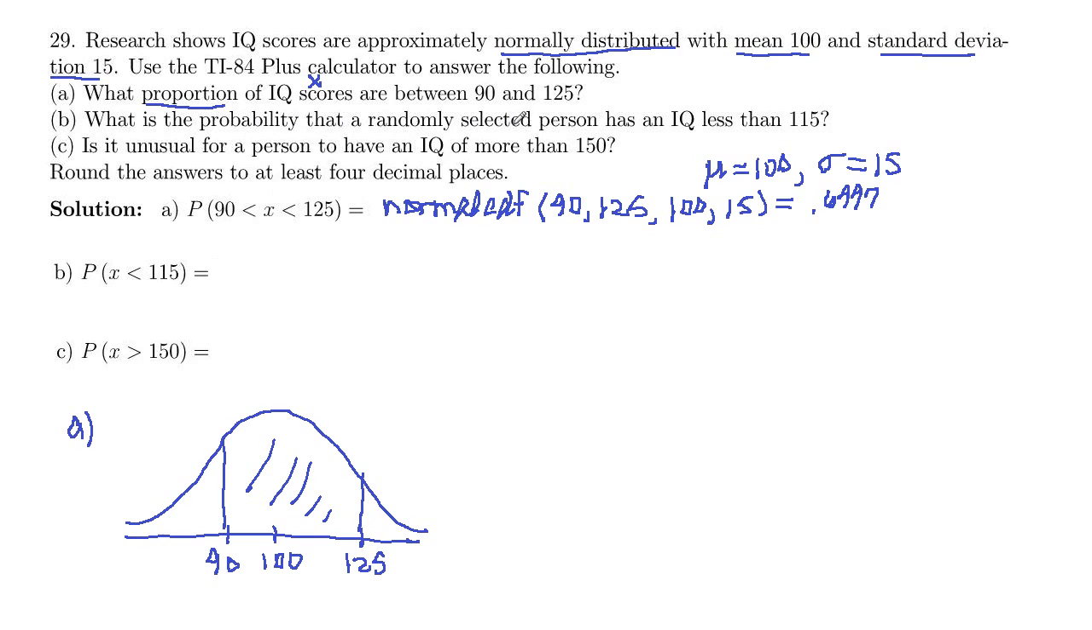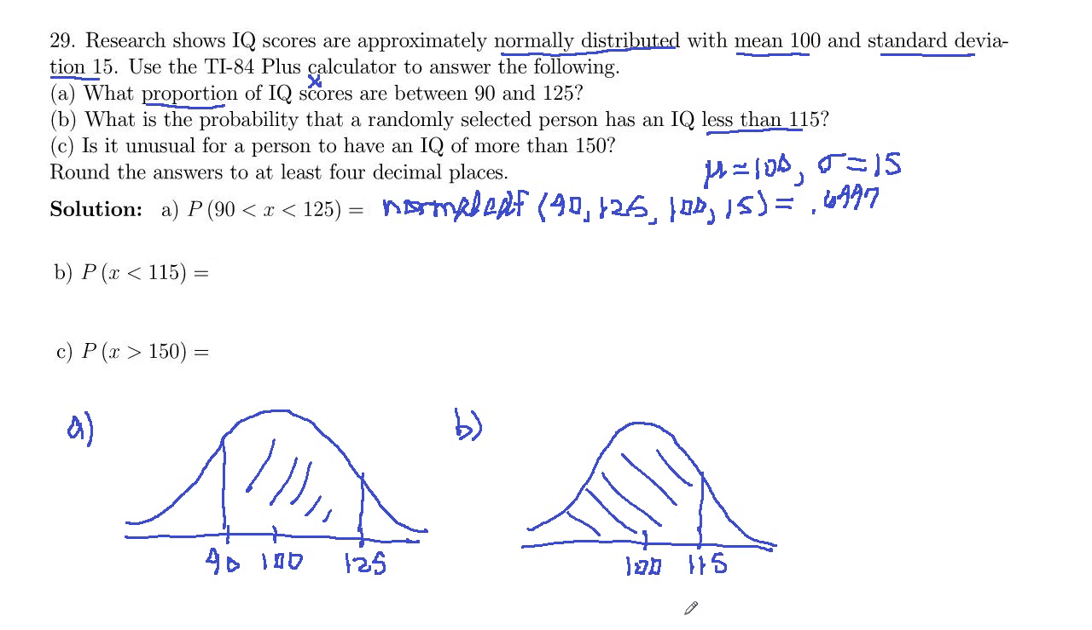What is the probability that a randomly selected person has an IQ less than 115? So we'd write that like this, probability that X is less than 115. So if we sketch that picture, it's going to look like this. You've got your 100 in the middle, 115's over here on the right, and we want all the area less than. So our lower cutoff is minus infinity. We can use a big negative number. Upper cutoff is 115. So normal CDF.